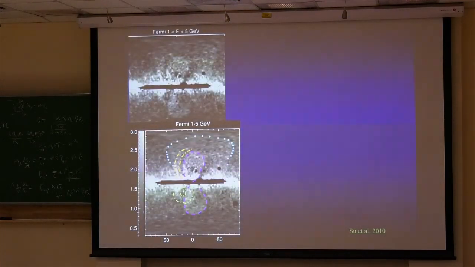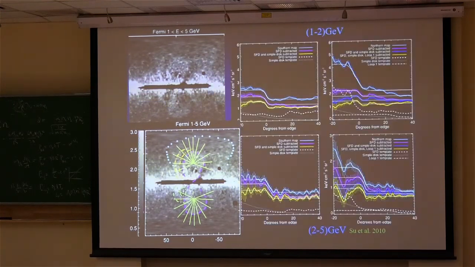So how do we trace these edges? This was done back in the discovery paper by Su and collaborators, by Justin, looking at the rock centers of these bubbles and tracing rays, seeing where the density drops, and then manually tracing the edge. What you see here as you go from cyan to yellow is gradually removing more and more templates.